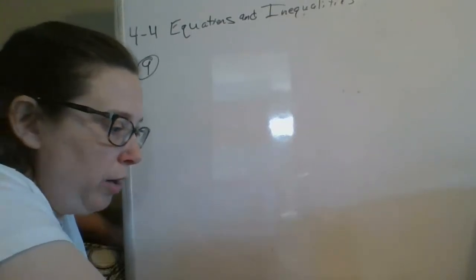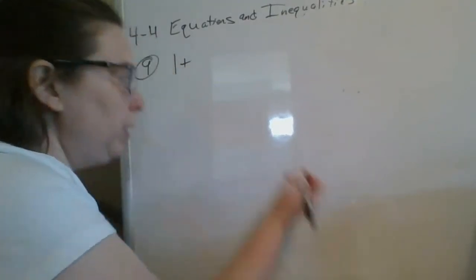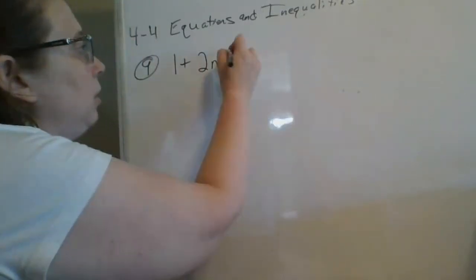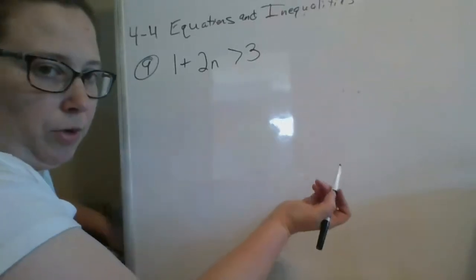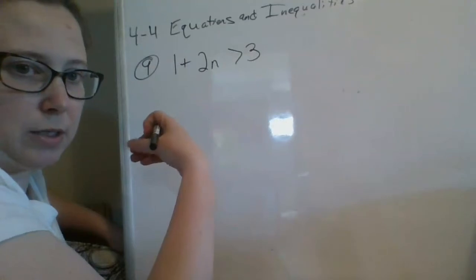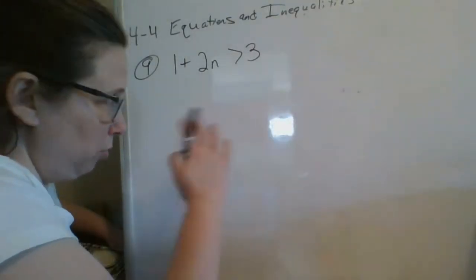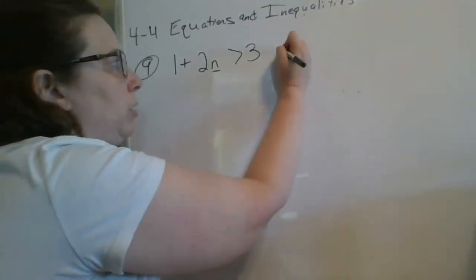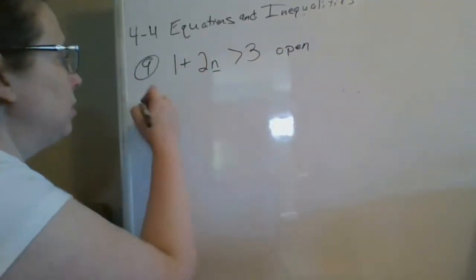So for number 9, it says one more than, so we're adding 1 to something, twice a number, is 2 times the n, is greater than 3. So 1 more than twice a number is greater than 3. When you translate these into math, if you read it back, that's a great way to check whether or not you wrote the right math. So we did. This matches what our problem said. This particular inequality is open. We have a variable there, so we can't decide if it's true or false.